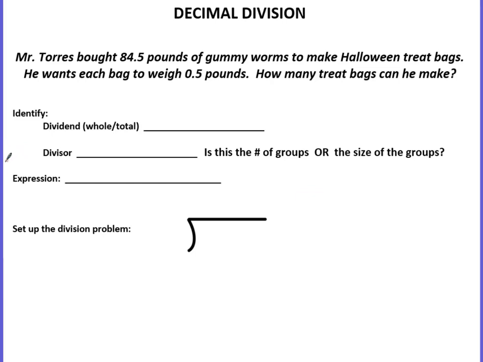So let's get started. Mr. Torres bought 84 and 5/10 pounds of gummy worms, yum, to make Halloween treat bags. He wants each bag to weigh 5/10 pounds. So how many treat bags can he make?